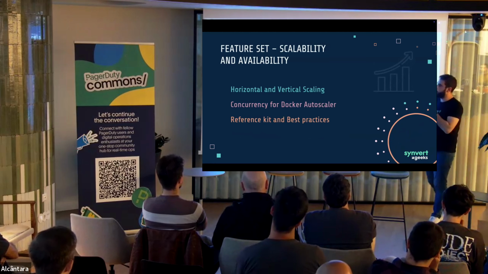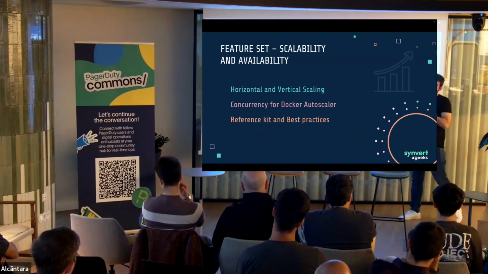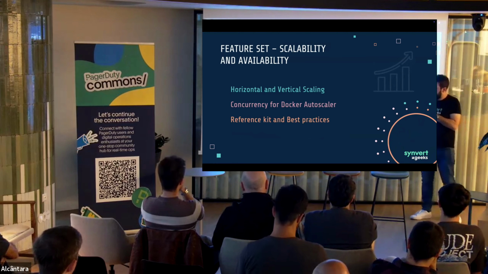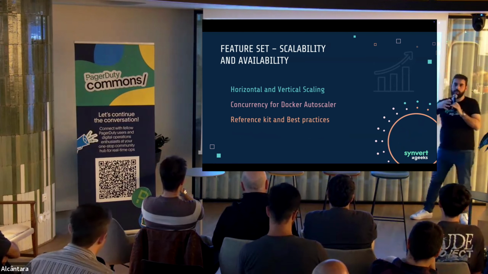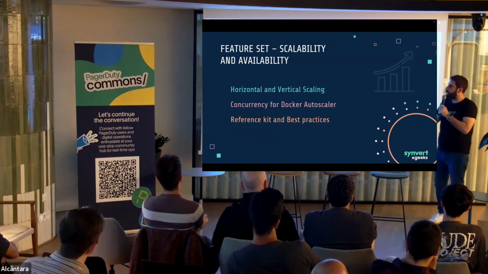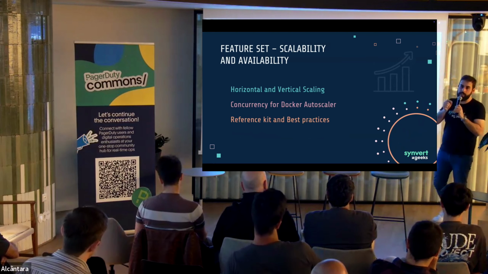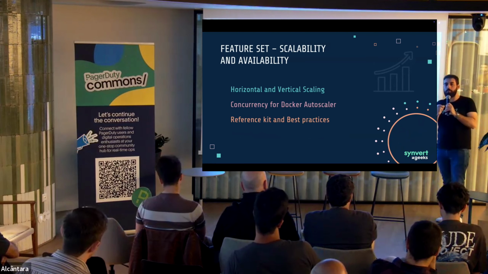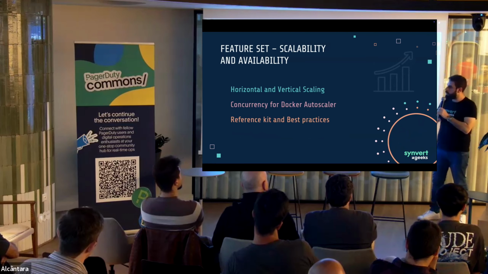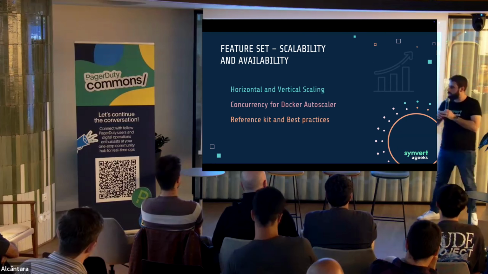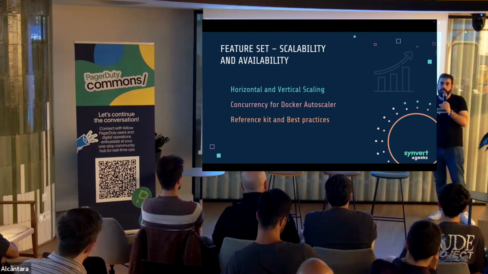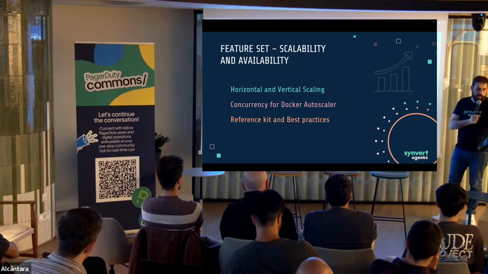Scalability and availability. So we are trusting the cloud to also provide us these two words, horizontal and vertical scaling. So they can say, I want 10, 20, 30 jobs per instance, or they can say, I just want one job per instance, but I want to scale up to 500 instances. Concurrency on Docker, reference kit, and best practices. So basically, this is like a knowledge base or preset of templates that they can just get and apply.